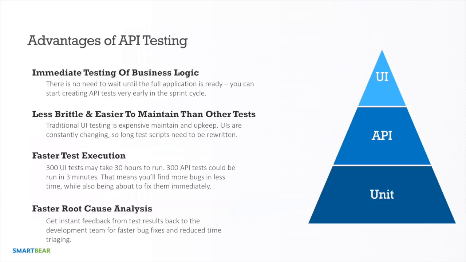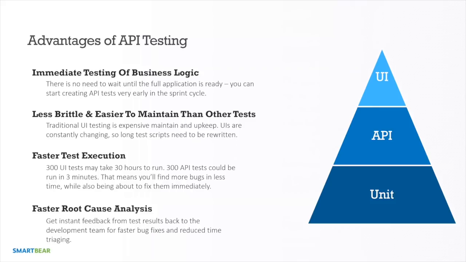And API testing is great. We'll look here at this super famous pyramid of UI, API, and unit testing. There are some awesome advantages to testing at this middle business layer. The first part is immediate testing of the business logic.